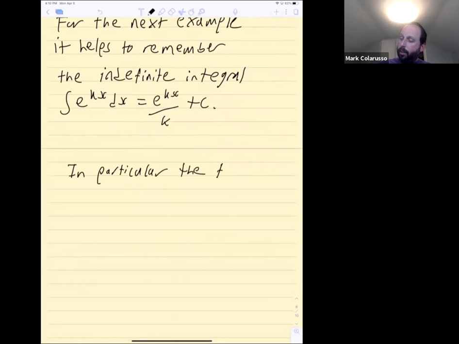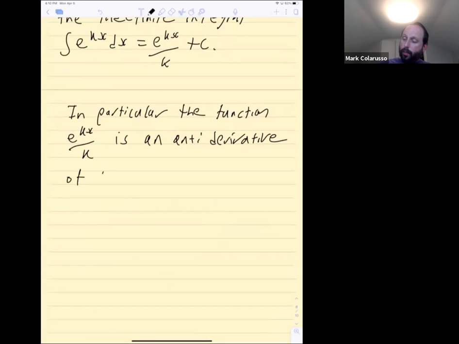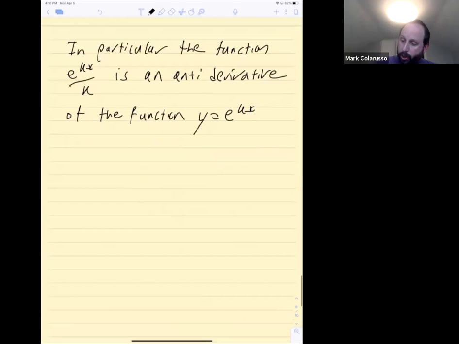the function e to the kx over k is an antiderivative of the function y equals e to the kx. Okay, so that was something we talked about in the first antiderivative video. It's been a while. It's a good thing to have at your fingertips, and then in this section, it's also very important in general. Okay, so here's the third example.